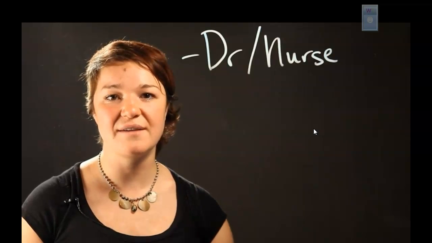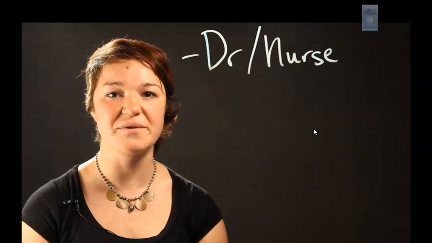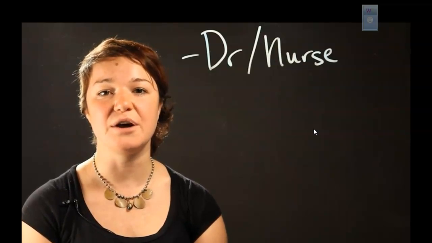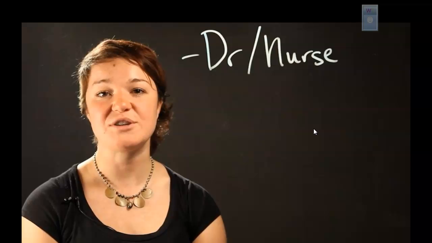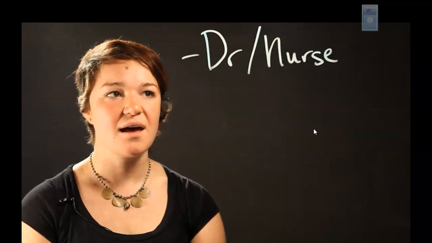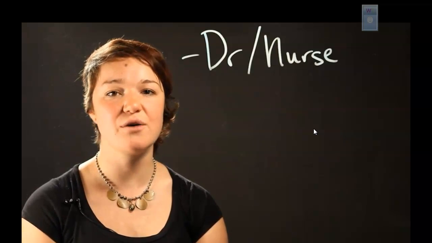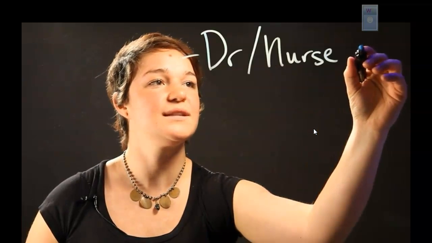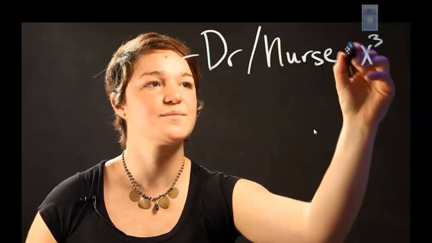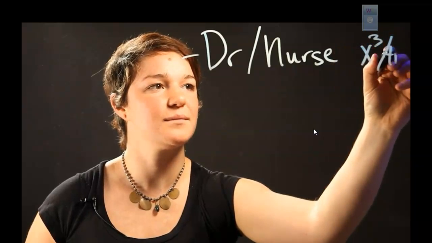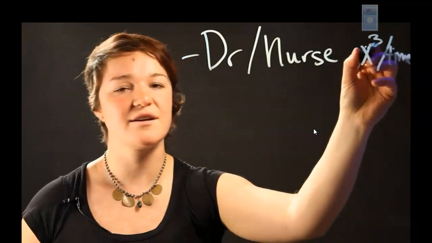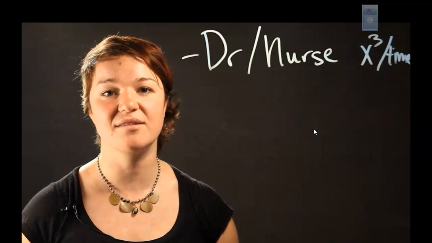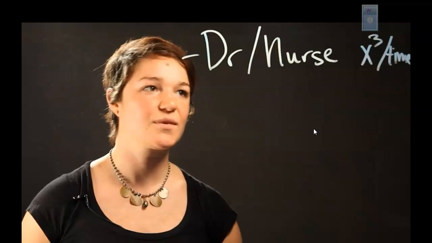Doctors and nurses often have to figure out the rates of flow of things, like bodily fluids, for example, the rate of blood flow, to know how much medication to give you. In this case, the rate of flow is often given in a variable, let's say x cubed per time. Here you have x cubed, so in order to figure out x, you have to take the third radical, the cubic root.